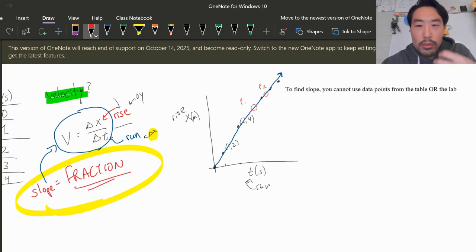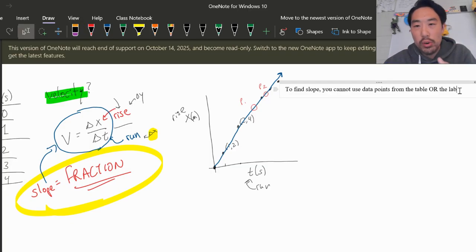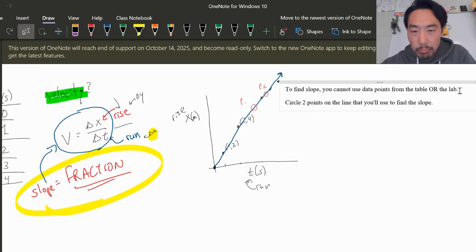You should be circling the points that you are going to be using, call it P1, P2, or like the coordinates. And that's an indicator that you are using those points and not the data points. They're very harsh on that. You cannot get the point for finding the slope if you find the slope using their data points. They cannot be data points. So I'm going to say it like this: circle 2 points on the line that you'll use to find the slope. All right.